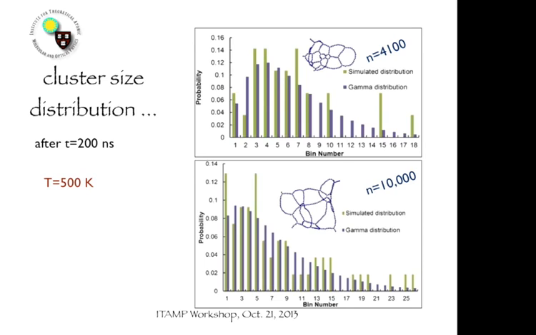Now this is the same temperature, but 10,000 atoms, a lot more atoms, more than a factor of 2. And the green ones are the distribution of the clusters that form. The blue is the gamma distribution. So more or less, there is a gamma distribution. It's not quite Poissonian, but it is a gamma distribution of different clusters which form in this process.